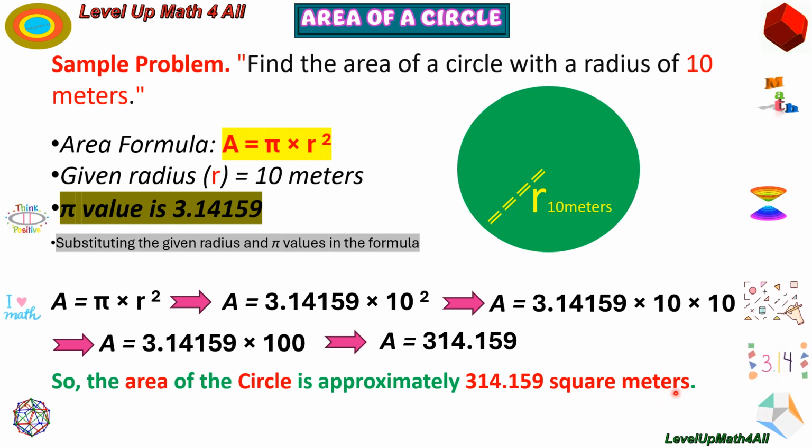314.159 square meters. One thing you should remember: for any graphical representation where you are finding area, if the given values, like the radius, sides, or height, are in meters, the area will be in square meters. If you see centimeters, it should be square centimeters. This is applicable only for area, not for other things.